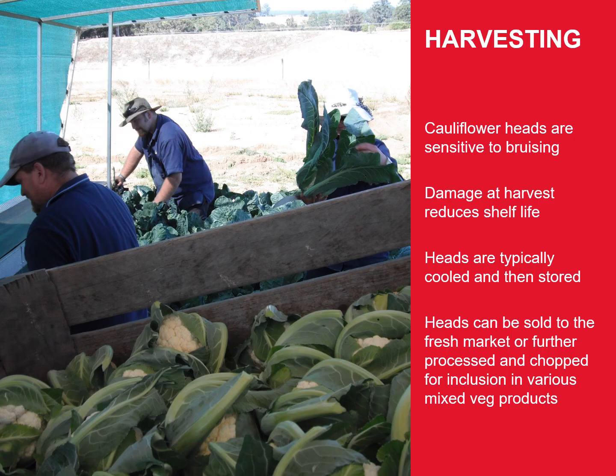The cauliflower heads are quite sensitive to bruising at this point, and it can result in discoloration. So damage at this point also reduces the shelf life and longevity of the cauliflowers. The heads are typically cooled and then stored, but if they're destined for the fresh market, they may not be immediately cooled at all. They'll just go straight to supermarkets. The heads can be sold to processors as well.